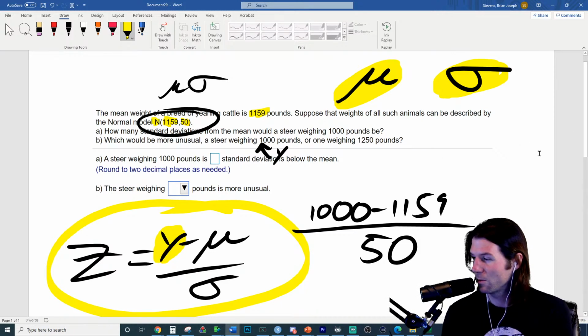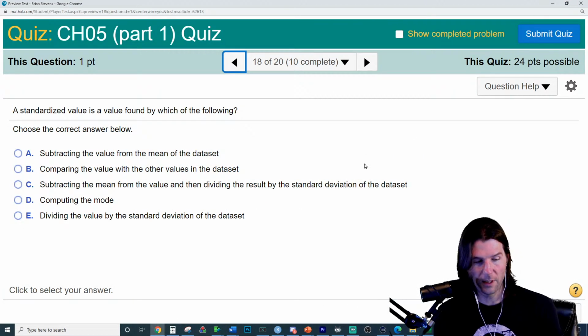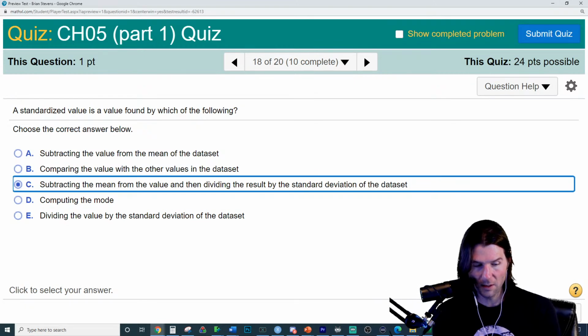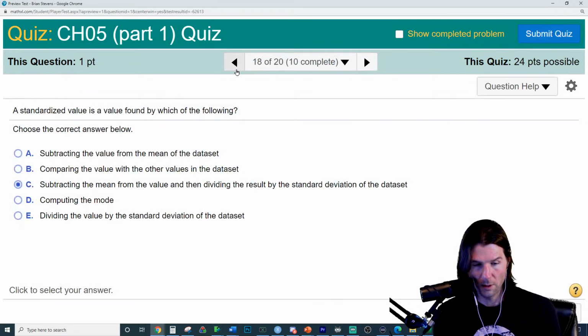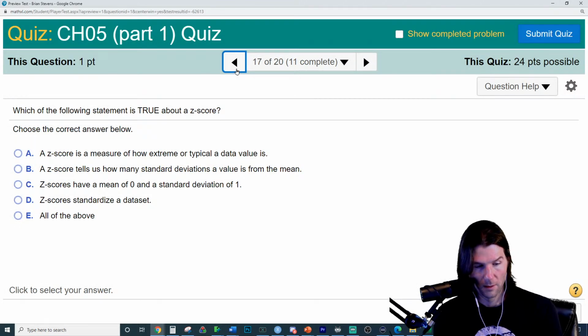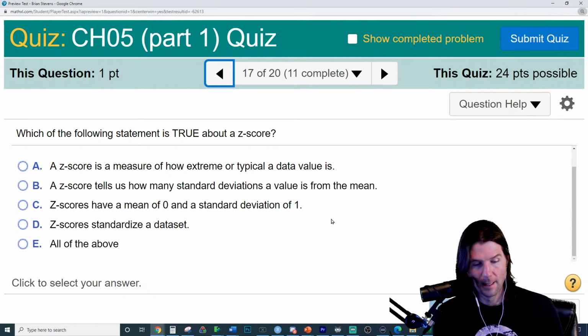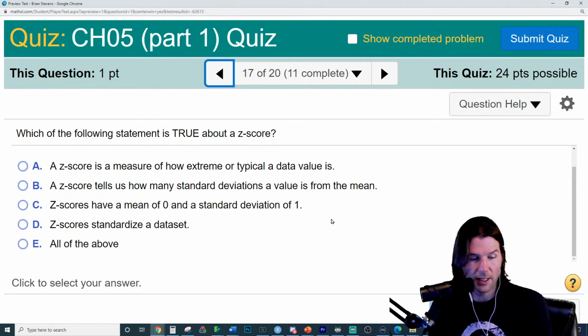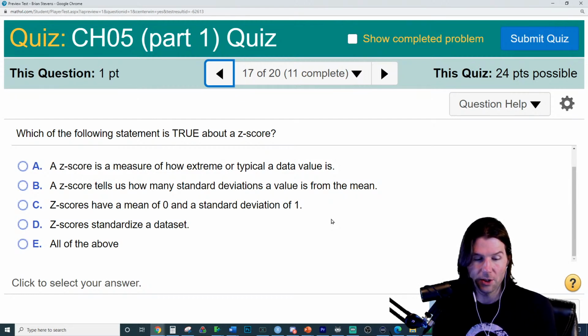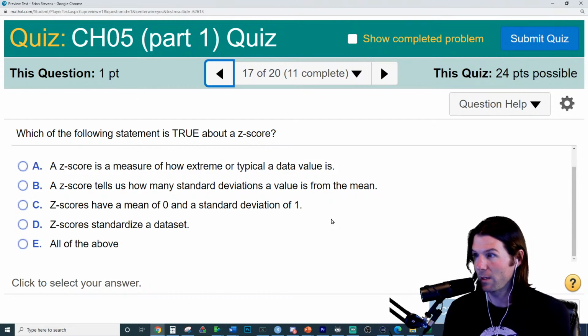It says, which of the following statements is true about z-scores? So yeah, let's take a look. We'll find that one next right here. Divide the value by the standard deviation of the data set, or subtract the mean from the value, and then divide the result by the standard deviation. I think that's it. Cool. Okay, cool. Let's look at this. Which of the following is true about z-scores? A z-score is a measure of how extreme or typical a data value is.